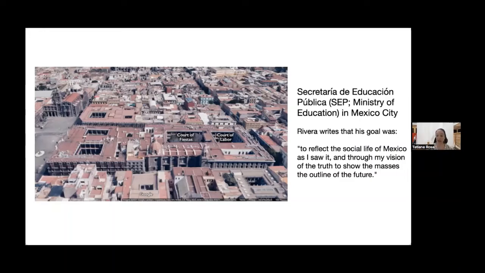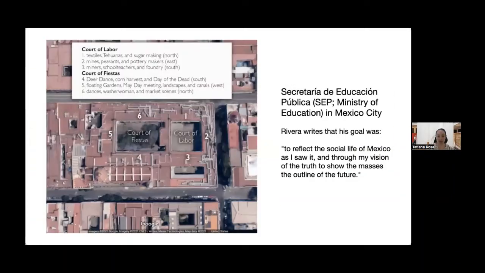So even before the revolution, right? He was going back and looking at these different economic activities to depict them. And it seems he was organizing these scenes based also on the regions of Mexico. So you had steel foundries and farmers in the north of Mexico, and then you had the mining and the farming in the western region of Mexico.